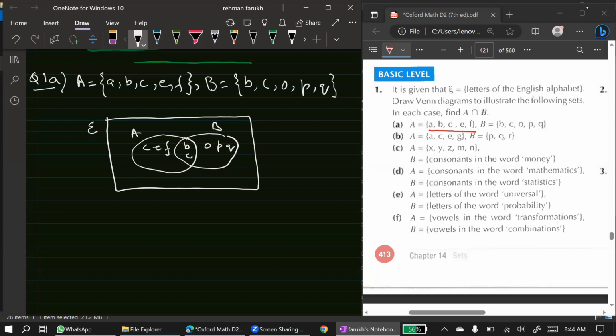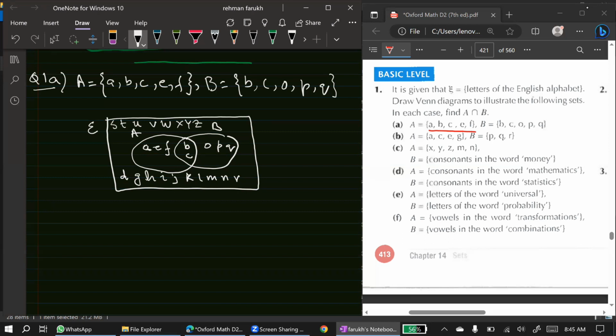Now sir, in A intersection you have written C. It is supposed to be A. Yes, you are right. A. A, B, C, D, E and F are written. G, H, I, J, K, L, M, N, O, P, Q are already written. R, S, T, U, V, W, X, Y, Z.